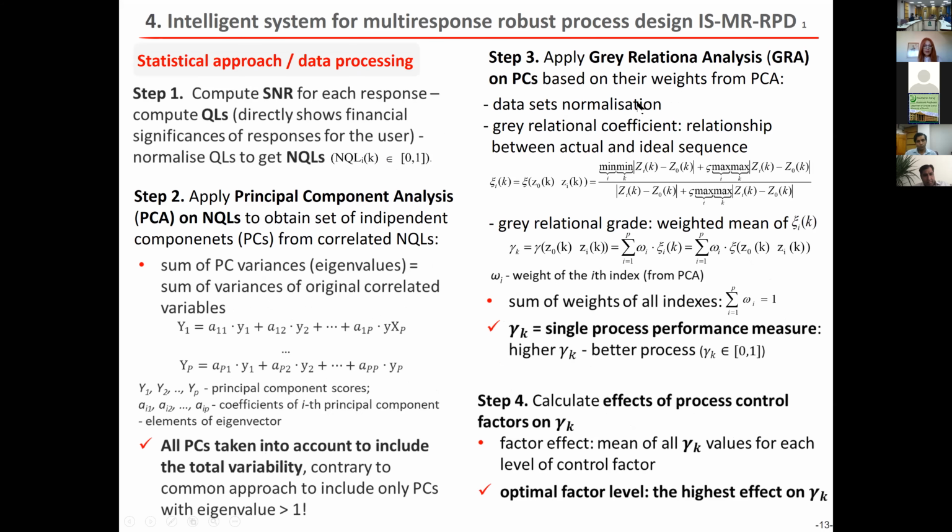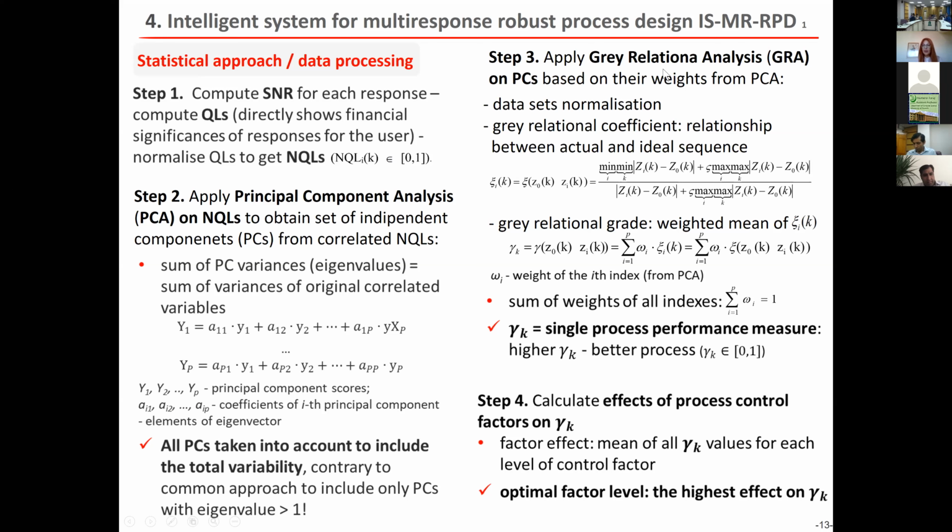Okay, so what I did first, this first part of my method, is basically a statistical approach that deals with data pre-processing. Once I express my responses, mainly obtained from experiments using the quality loss that I have already mentioned, my responses from our process are correlated. They are not independent, and we have to make them independent. So I applied principal component analysis to obtain a set of independent data.